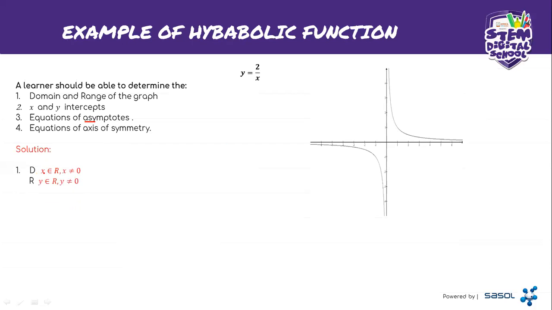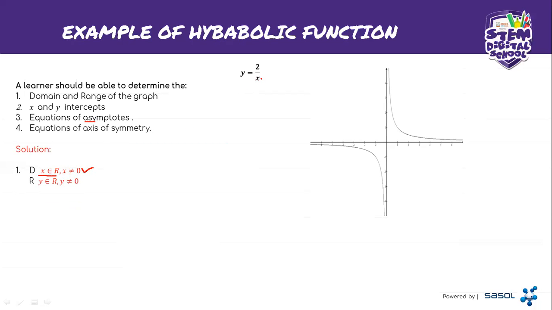All right, it says the domain is an element of all real numbers, but x should not be equal to 0. So when you are determining the domain, you will always have this restriction. It will always be x is an element of all real numbers, but we also have to see what our restriction is there.